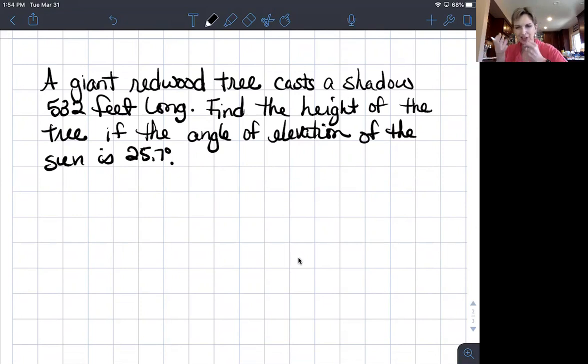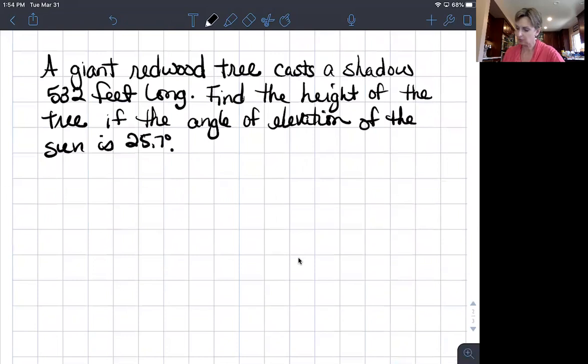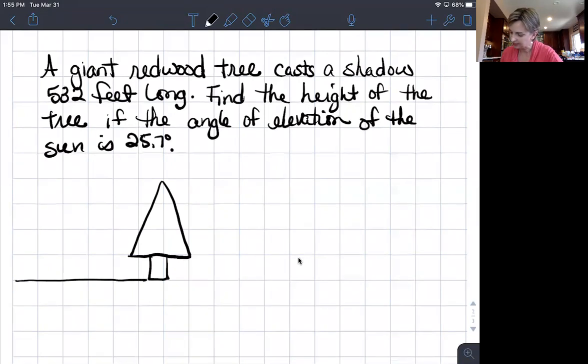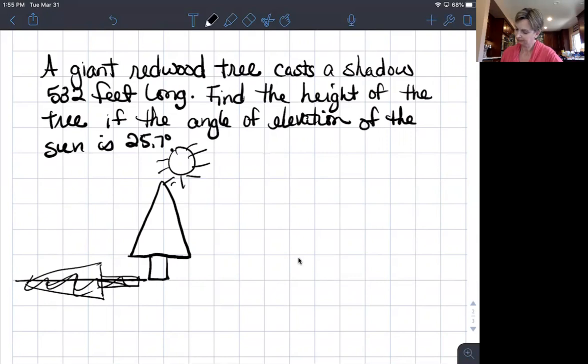Okay, so for problems like this, it always helps me to draw a picture, even if it's not fabulous, to draw a sketch just to visualize what the problem is, right? So in this case, we're going to draw a little tree. Bear with me with my art here. This is my giant redwood tree. Okay, and there's a shadow on the ground of this tree, right? We have a tree shadow on the ground here. Okay, that's being cast by the sun, right? The sun is behind the tree and it's making a shadow.